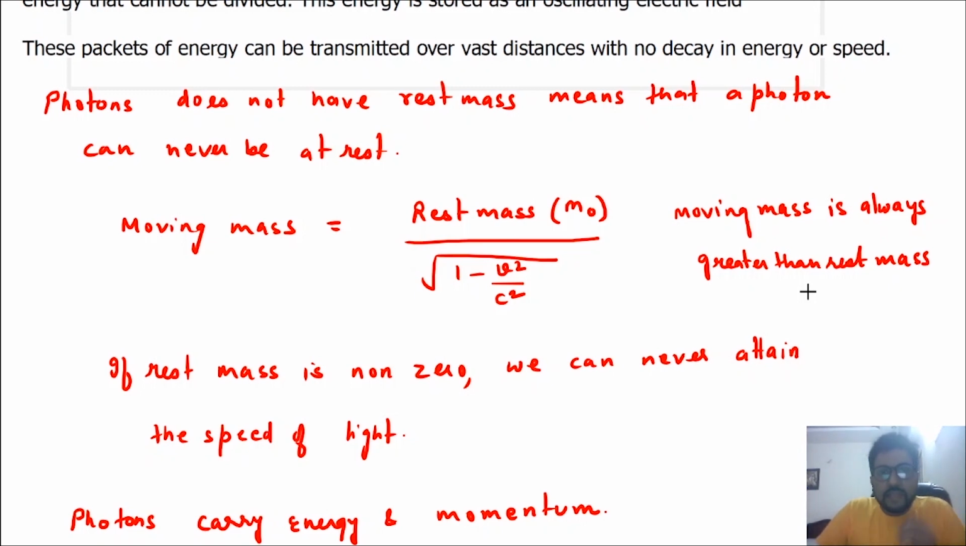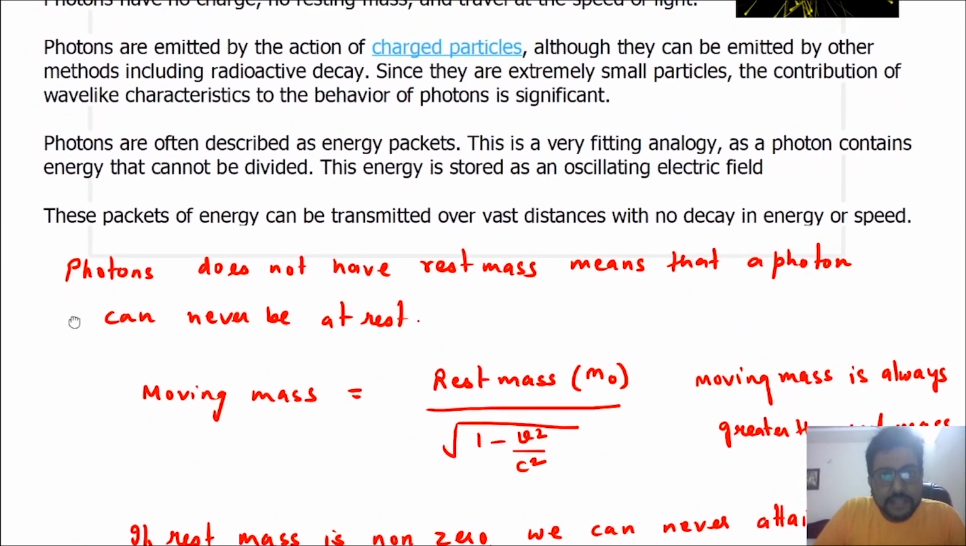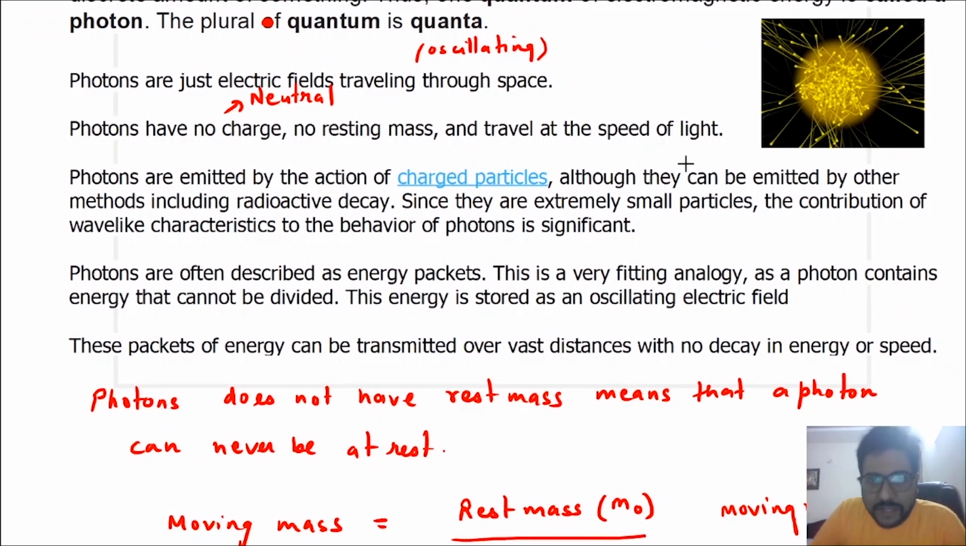Okay. Now, for any matter, you know that rest mass is always there. So if rest mass is non-zero, you will say that we can never attain the speed of light. Why? Because if we attain the speed of light, that means c by c becomes 1, 1 minus 1 becomes 0, anything by 0 is infinity, that means the moving mass becomes infinite. Mass cannot become infinite. That is why if a particle has some rest mass, it can never attain the speed of light. Photons can attain the speed of light because they do not have rest mass. Okay, so photons do not have rest mass, but they have moving mass. Photons travel at the speed of light, which we have already discussed.